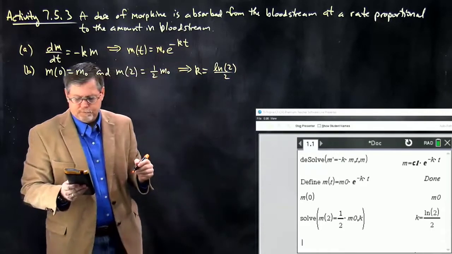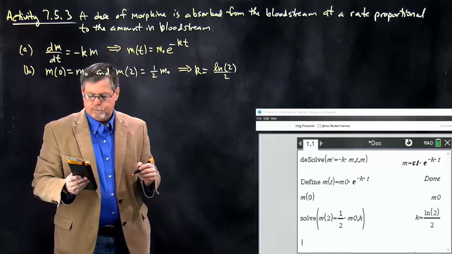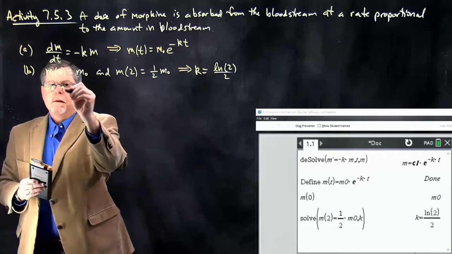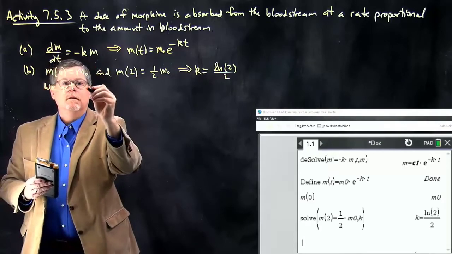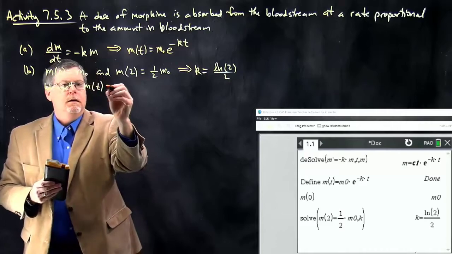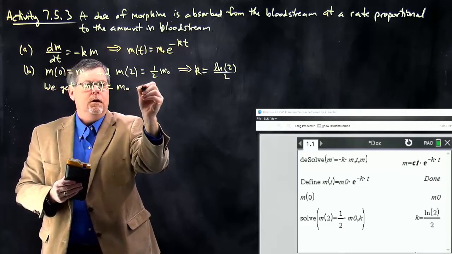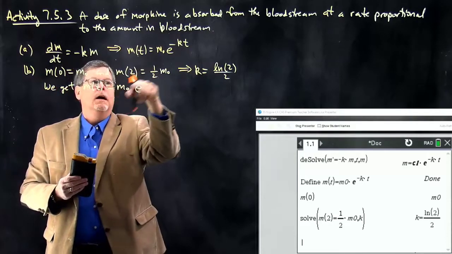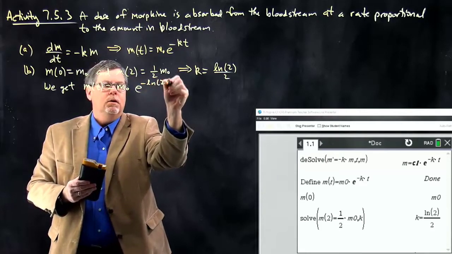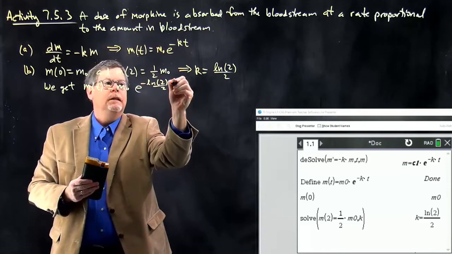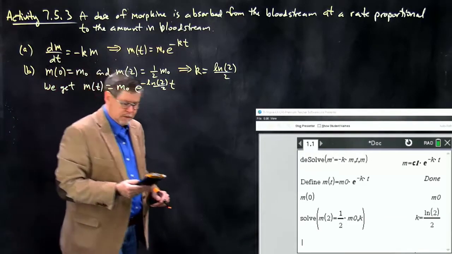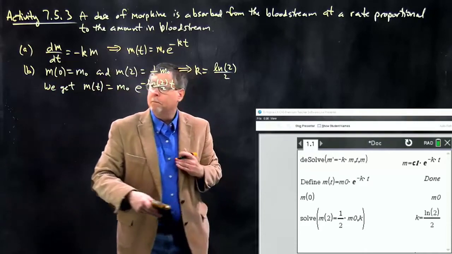All right. So we get M of t is equal to M0 e to the minus k, which is natural log of 2 over 2, times t. All right, so that's what we've got for part B.